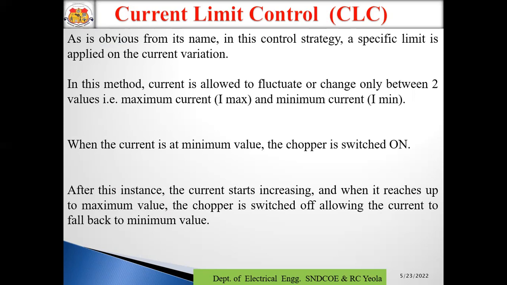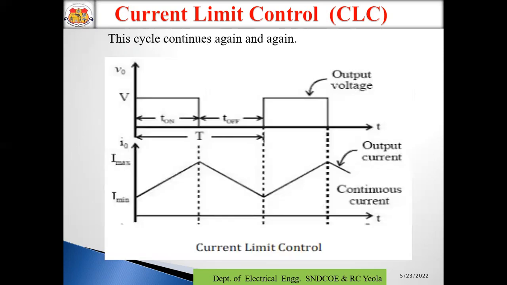So this is all about the concept of current limit control. This cycle continues again and again. In that figure you can see current limit control. In the diagram there is the output voltage with T on and T off. You can see the current increases up to the maximum current limit, and it also falls to the minimum current. This is the continuous current, or we can say the output current. So this is the concept of current limit control.